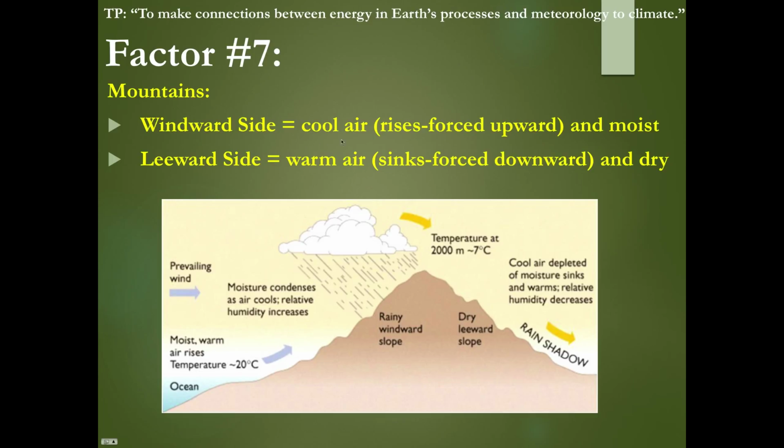So on the windward side, we have cool air. It rises. It's forced upward, and it's moist. You have cloud formation and precipitation. On the leeward side, you would have warm air. It sinks. It's forced to go down, and it's drier. Drier conditions.